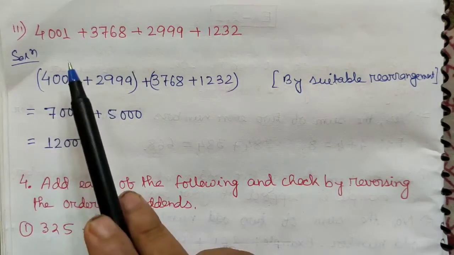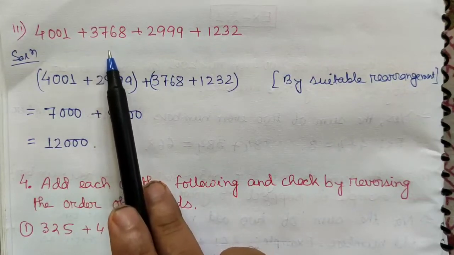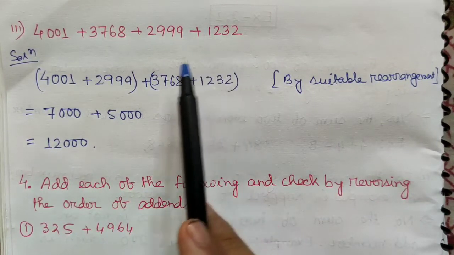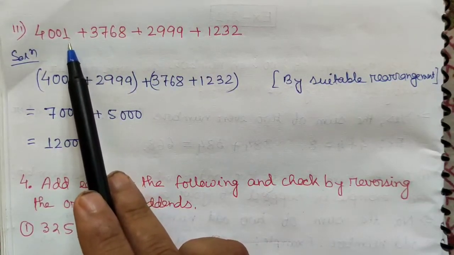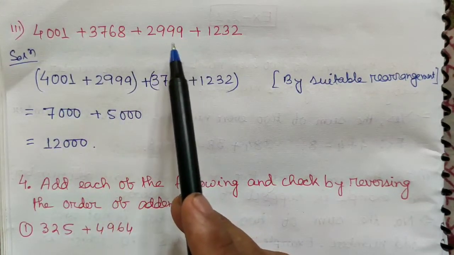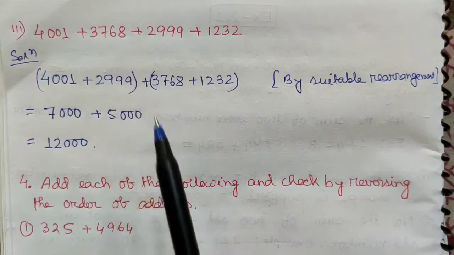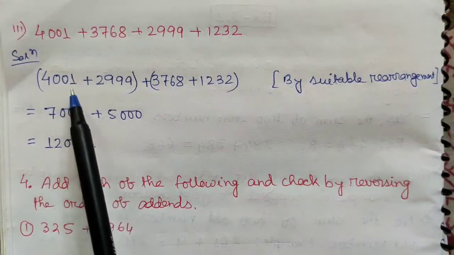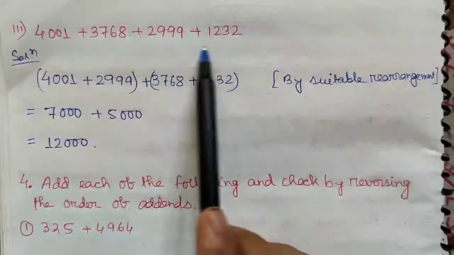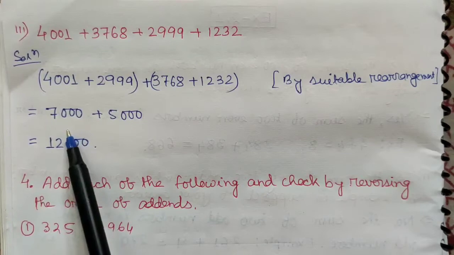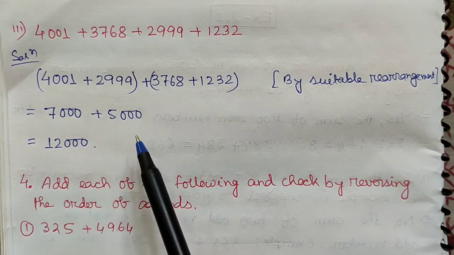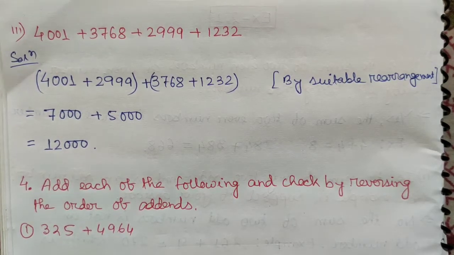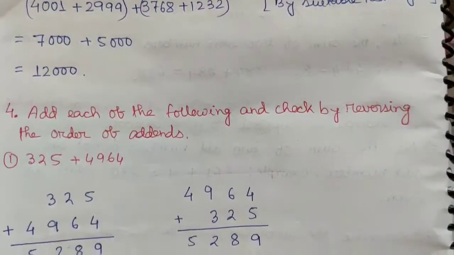Our next one is 4001 plus 3768 plus 2999 plus 1232, right? So here rounded figure, suppose 1, you will look whether there is any number which has 9 in the units place. So this is the number, so we have added these two numbers and the other two, right? So the result will be what? 7000 plus 5000, and the last answer will be what? 12000.